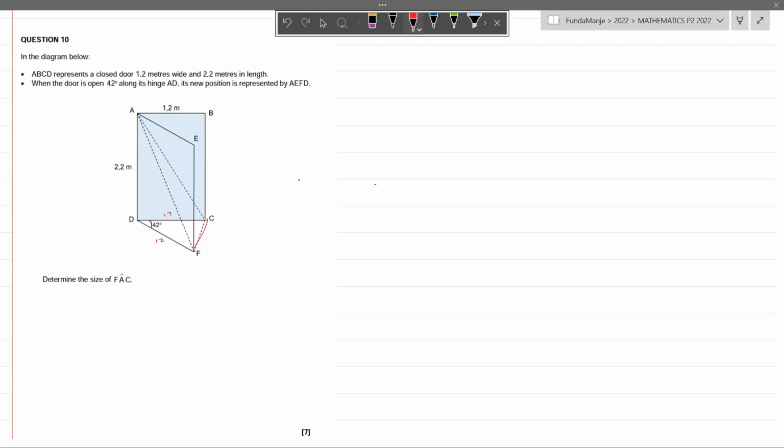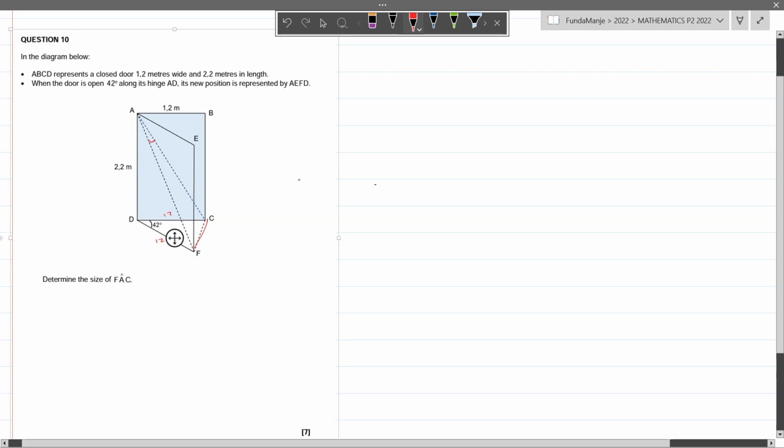Question 10 says, in the diagram below, ABCD represents a closed door, 1.2 meters wide and 2.2 meters in length. When the door is open 42 degrees along its hinge, AD, its new position is represented by AEFD. Determine the size of FAC, which is this angle between the two dotted lines.